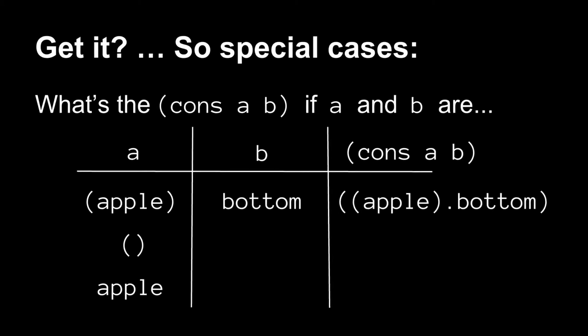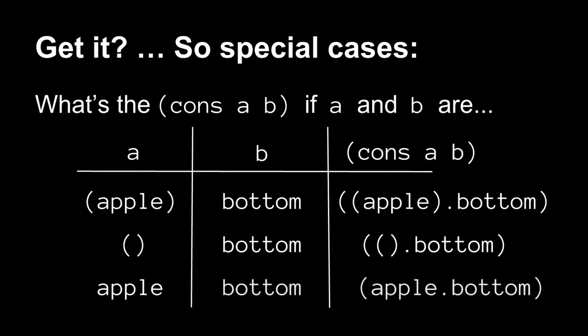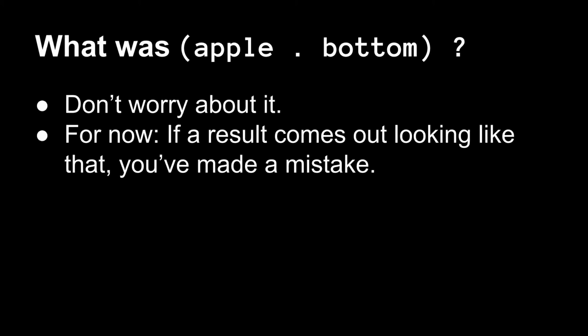If you have the list of apple and you put it together with the atom bottom, you're going to have a weird issue in which this dot appears. As you notice though, the list of apple will still appear at the front, but suddenly bottom will be after this dot. And it'll be the case for all of these. So, what's the deal? Honestly, don't worry about it.